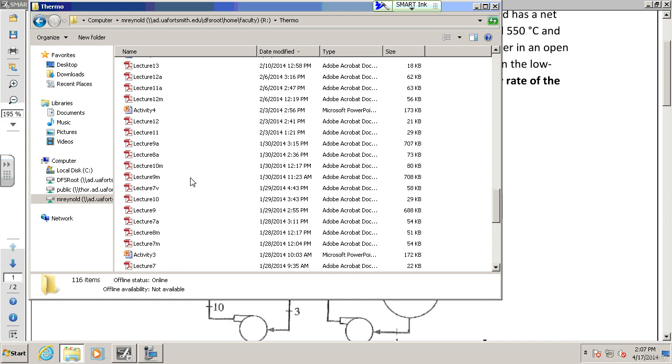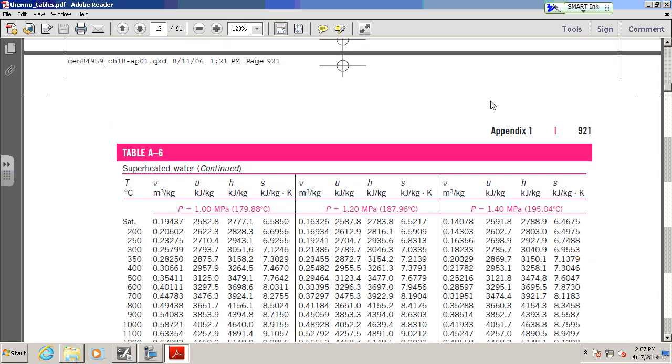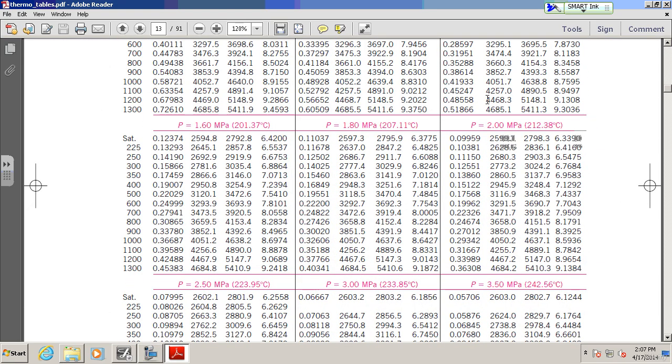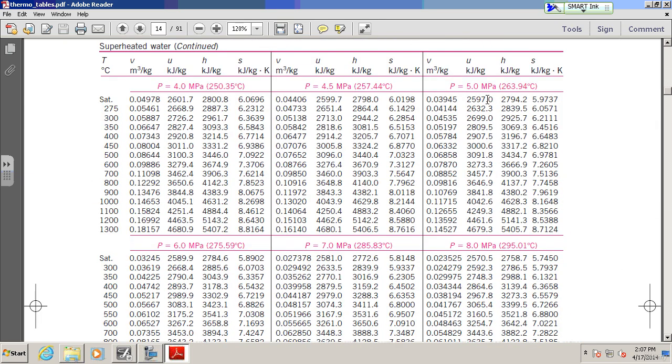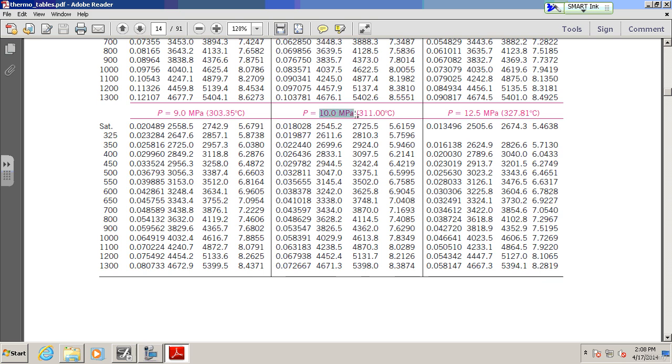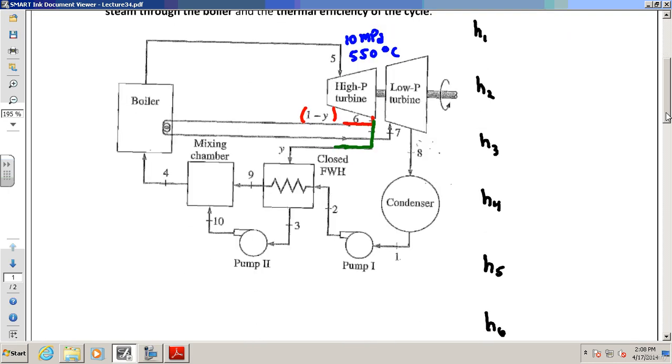Okay, I got to get my tables here. It's going to be steam, 10 megapascals, 550 degrees Celsius. So I'm going superheated, I'm pretty sure it is. Superheated, 10 megapascals, 550 degrees Celsius. That's going to be 3502, right? So we're going to write that down for H5. H5, we look it up in the tables.